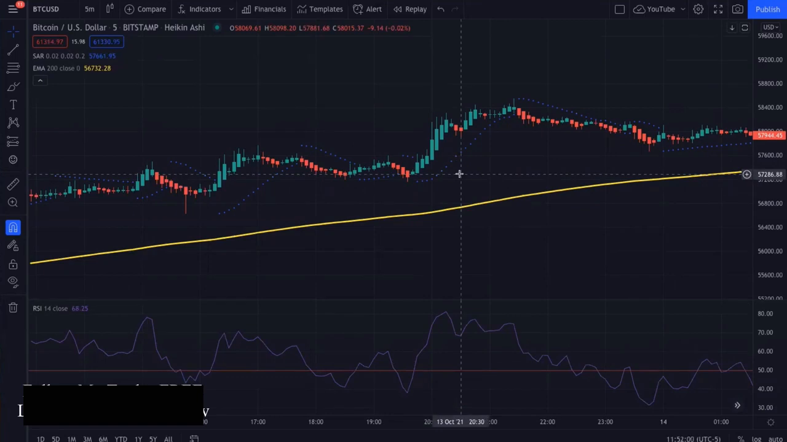So yeah, this is one of those strategies that I love using. It's great for scalping. I use this even on Forex. I use it on stocks. I use it on Tesla all the time. But this one works very, very well on Bitcoin and Ethereum.